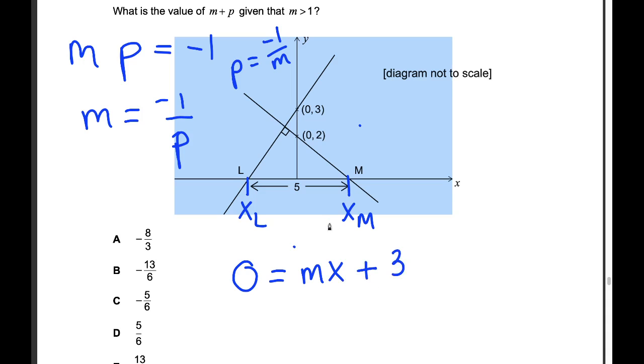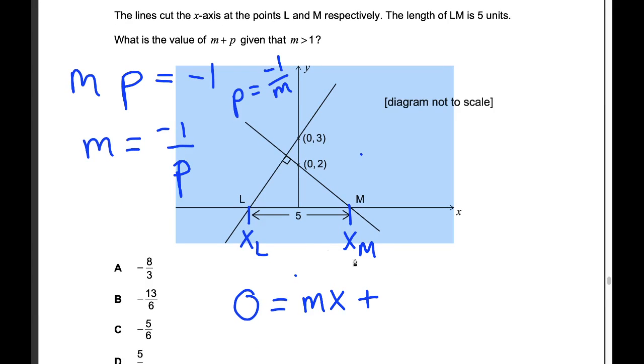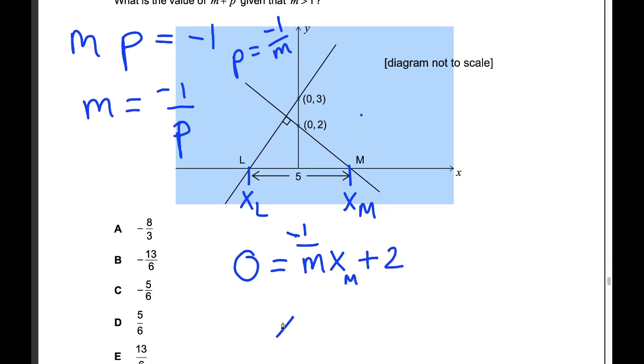Sorry, I made a mistake there. Let's make that the plus 2. Sorry, xm is really the one that's... Sorry, that should be the p. So it's minus 1 over m x, plus 2. If I rearrange that for my xm, this is the point xm, I'm going to get xm is equal to 2m. Quite simple, 2m.